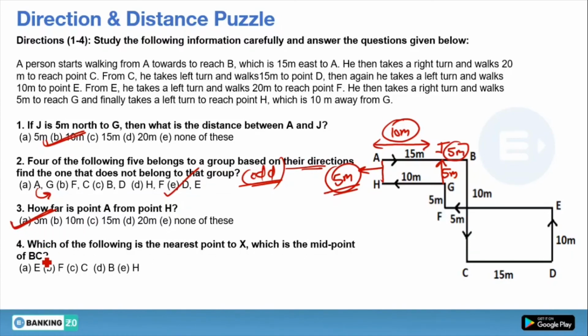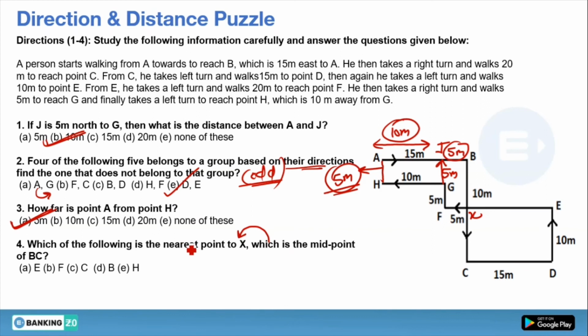Okay. Question number 4. Which of the following is nearest point to X, which is the midpoint of BC? So which belongs to X? So X must be the midpoint of BC. So X will be over here. We know that B and C is total distance of 20 meter. From B to X will become 10 meter. From X to C will become 10 meter.